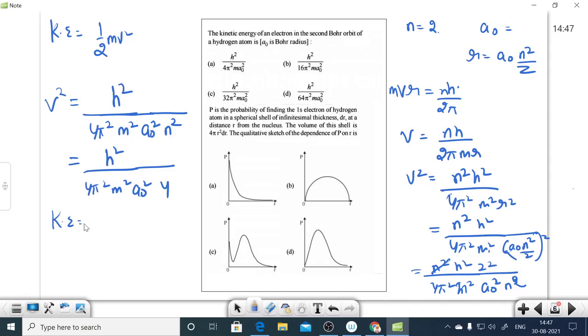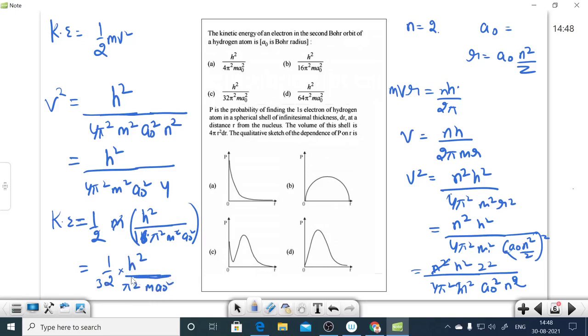So my kinetic energy will be half of m into h square upon 16 pi square m square a naught square. So now we can easily suggest that this m will cancel. So h square upon 2 into 32, so 32 pi square m a naught square. So this is my kinetic energy. Find out if some option matches with this. This is option C.